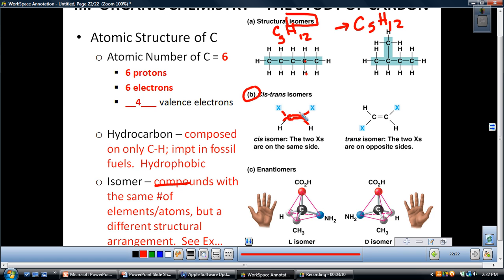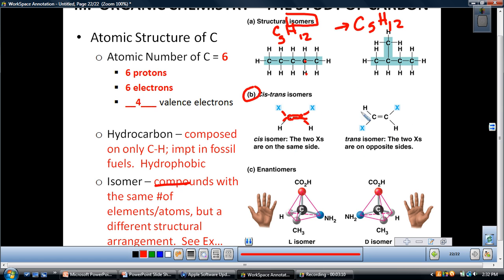So whenever you throw that double bond between them, this one is showing you there's an X, which is like a variable group on this side, and then a hydrogen, and then a variable group on this side with a hydrogen. Well, this one has the same formula as this one over here, but they are known as cis-trans isomers because of the location of that variable, that X group. So if the 2 X's are on the same side, it's a cis isomer. If they're on opposite sides, it's known as a trans isomer.